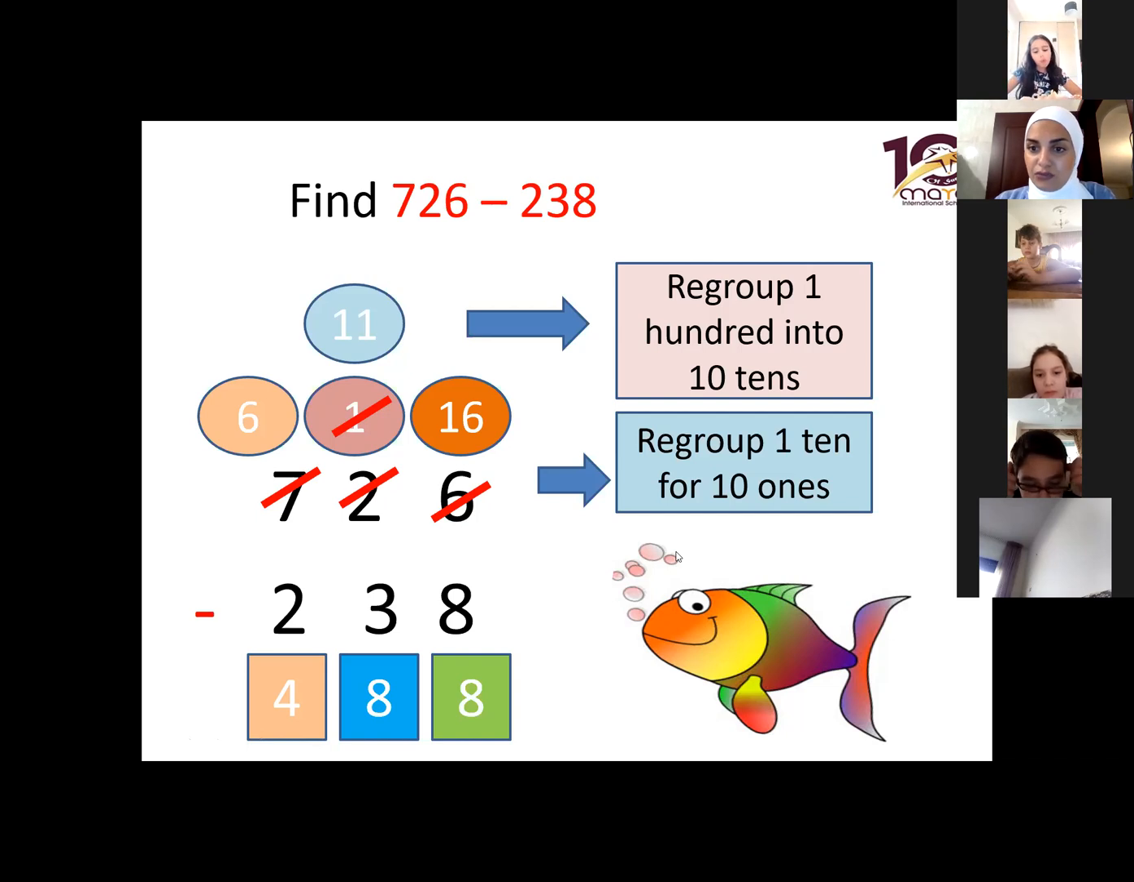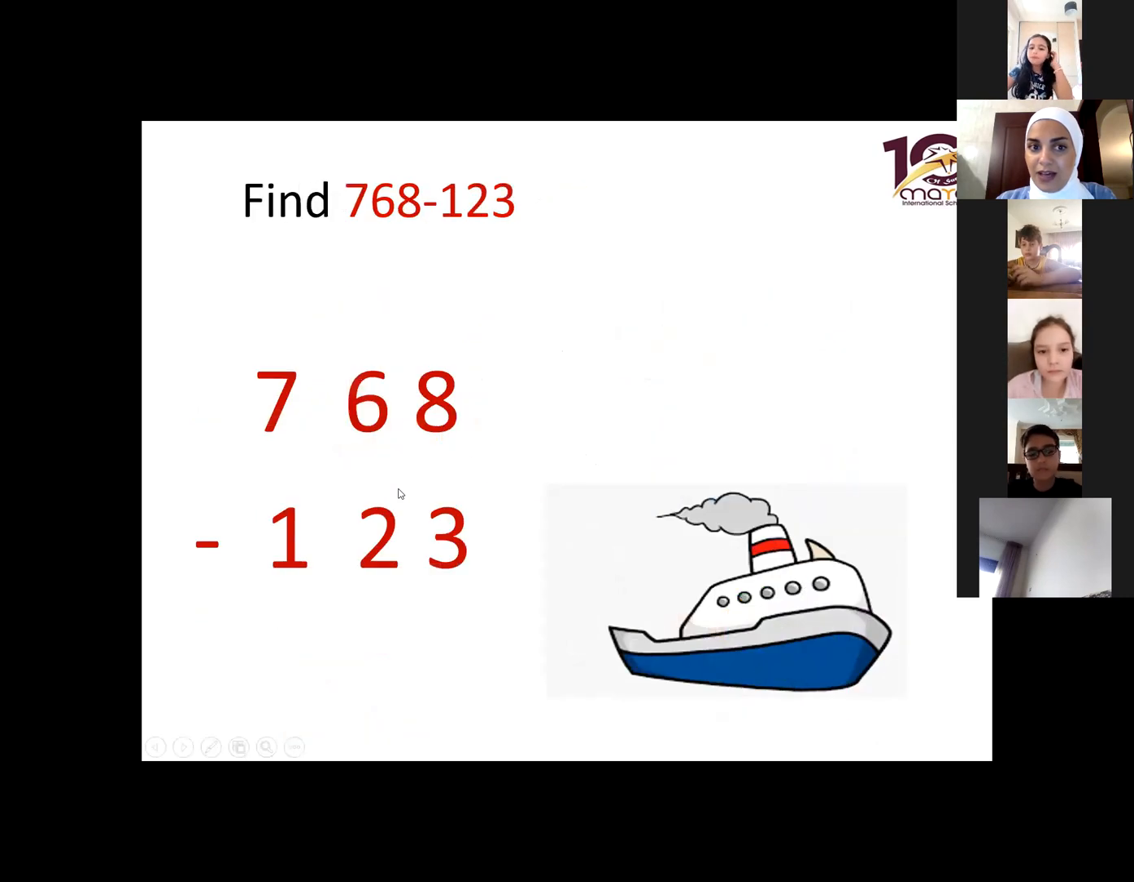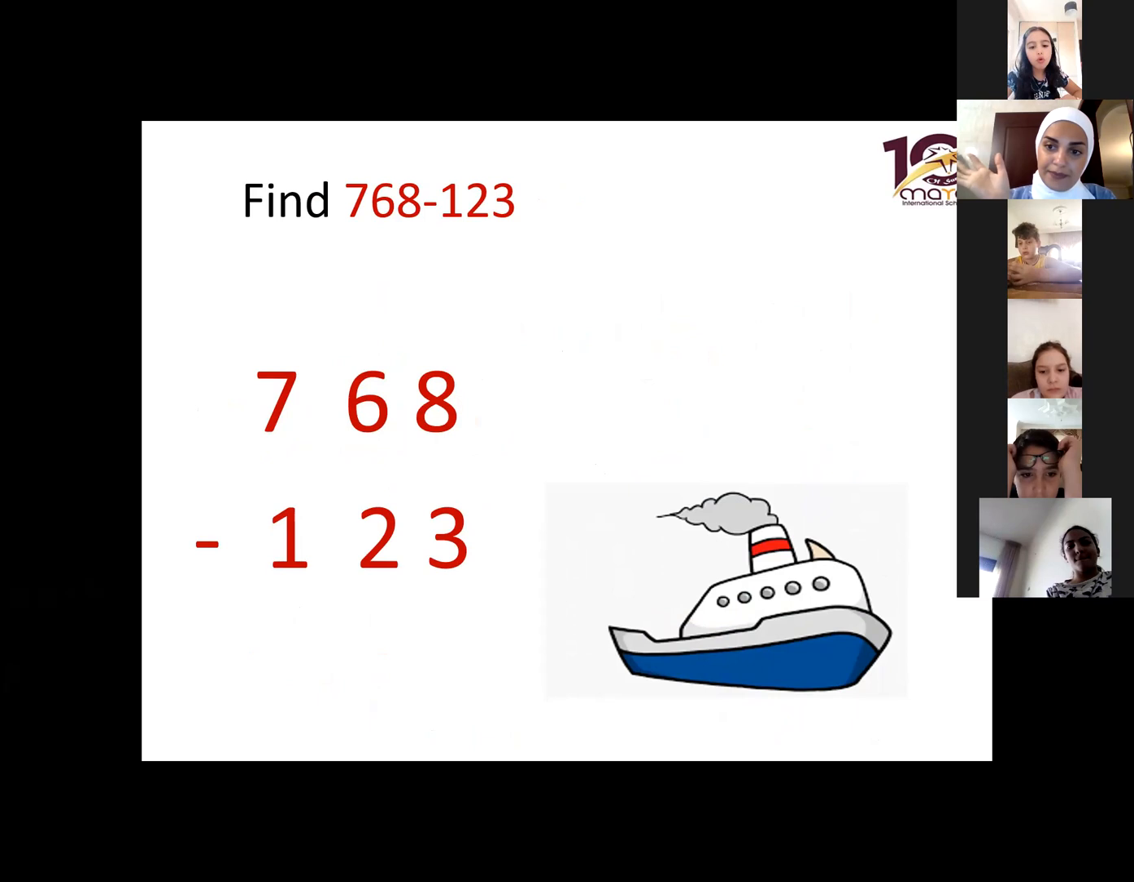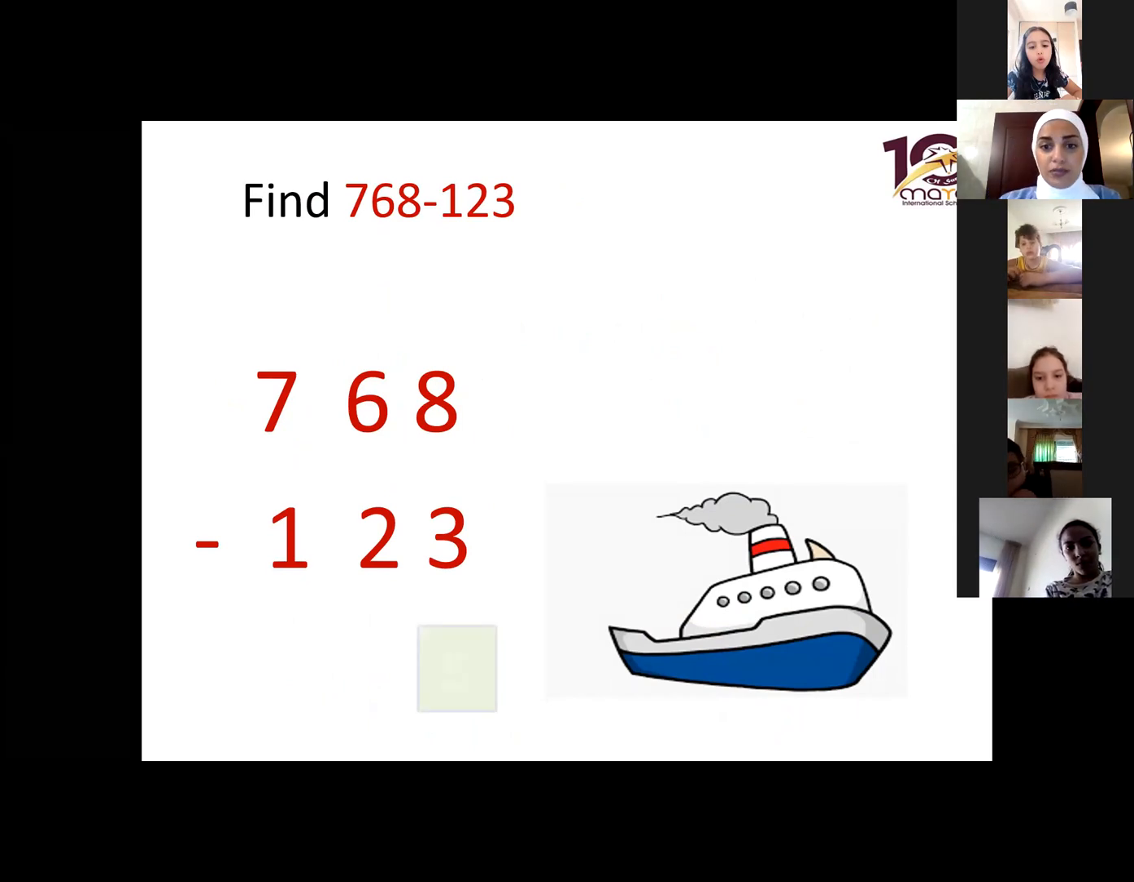Let's see if Melissa can answer this. It's easy. Let's take it step by step. Ones, then tens, then hundreds, okay? Let's do it. Start with the ones. 8 minus 3 is? 5. Good job.